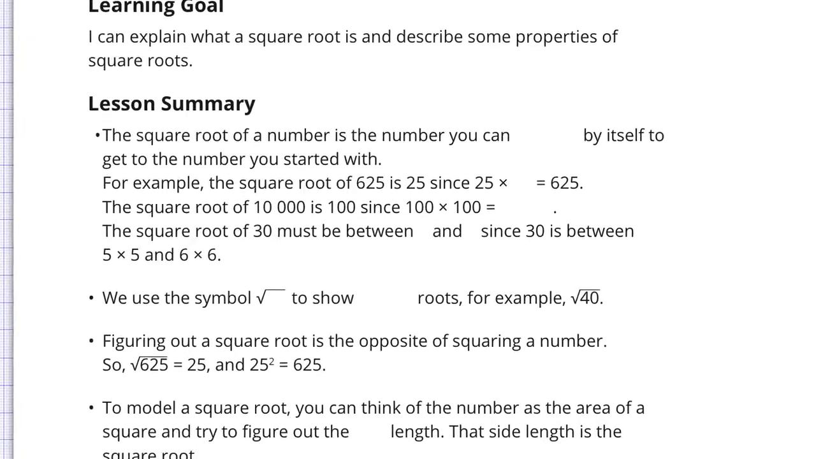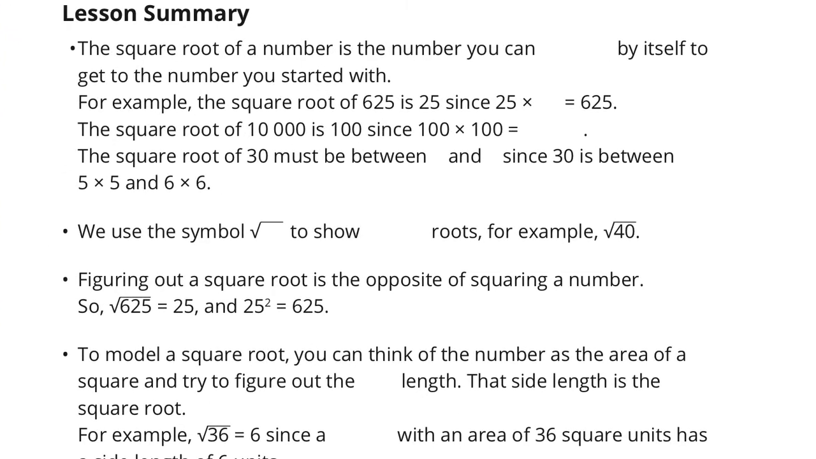For our lesson summary, it says the square root of a number is the number you can multiply by itself. So let's write that in. By itself to get to the number you started with. For example, the square root of 625 is 25, since 25 times 25 is 625. The square root of 10,000 is 100, since 100 times 100 is 10,000.